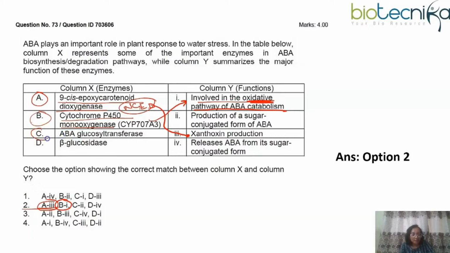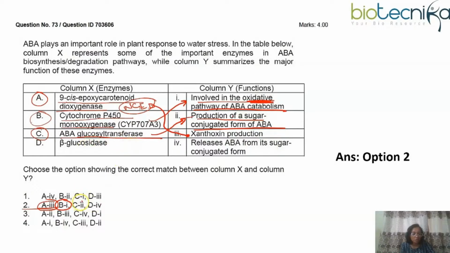Then C, ABA glucosyl transferase. What does the name tell you? Glucosyl transferase. It's going to transfer glucose or is going to add glucose. And where is that option? It is option number 2. Production of a sugar conjugate form of abscisic acid. So ABA is conjugated with glucose and that enzyme is ABA glucosyl transferase.